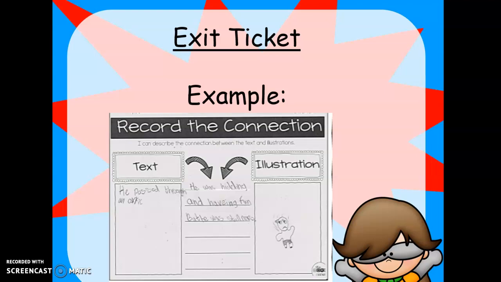I would like for you to draw the main character who the book was mostly talking about. Then you're going to describe the connection between the text and the illustration. What details did you hear in the text to help you visualize the character or who the book was mostly talking about? Then you're going to show the illustration right here with your picture. Here's an example. So over here is what the text actually said. Here's the connection, and here's your illustration.